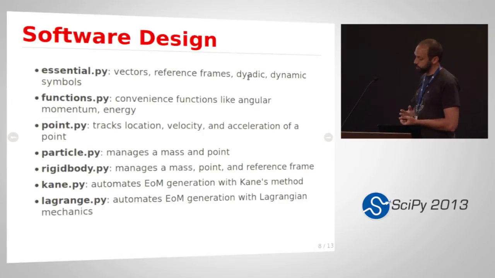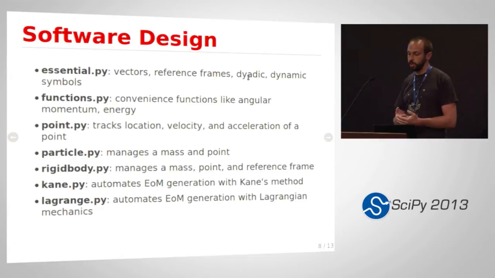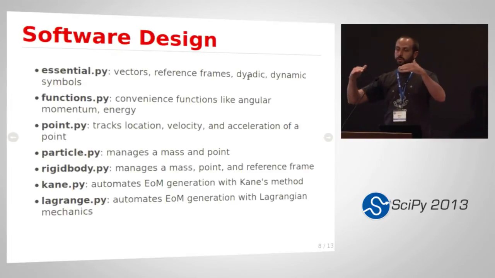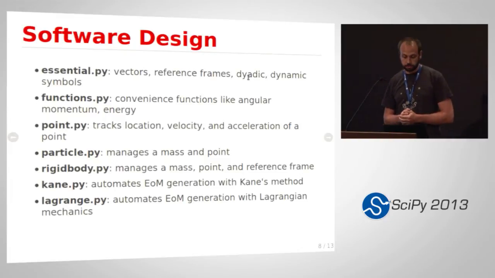And the functions, we have just a lot of convenience functions like getting angular momentum from a system or energy, or a lot of our methods are pushed up at sort of a high level, so you can just call dot instead of having to drag that out of a method to do a dot product on a vector.